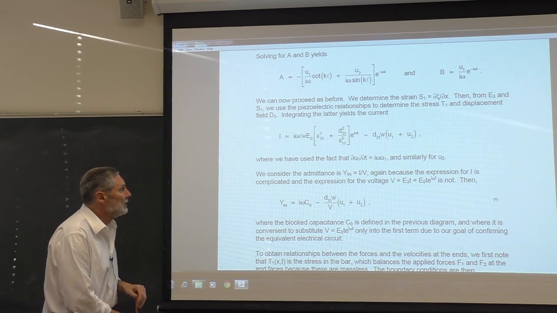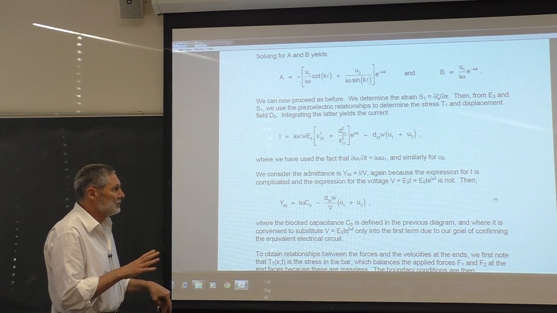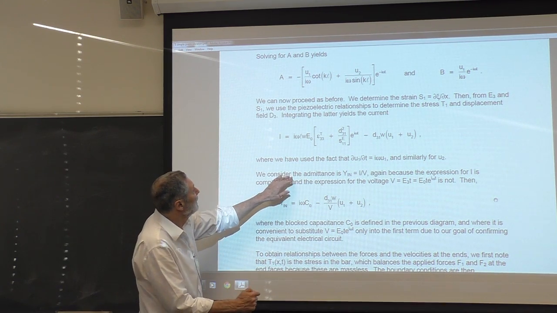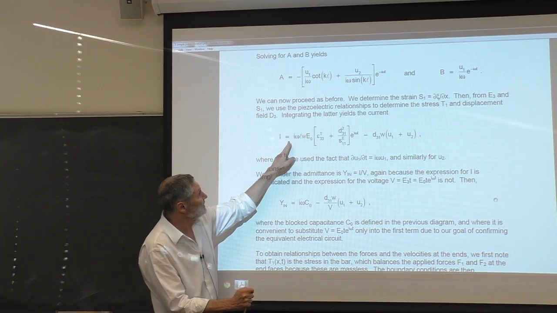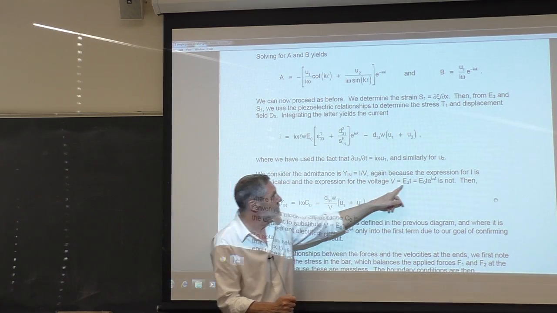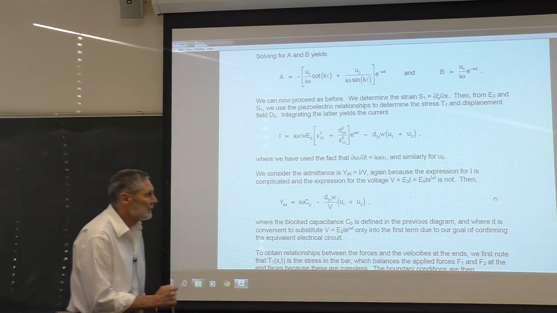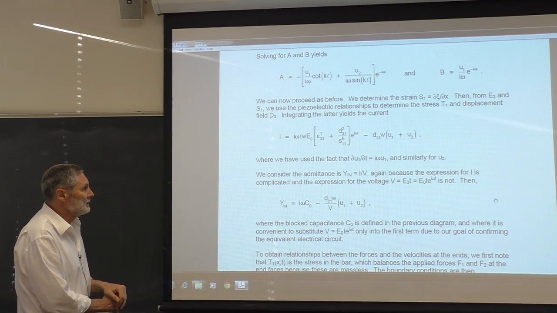Okay, so now, as usual, due to the ease of electrical measurements, we consider the input. We're going to consider the admittance here because this is a lot simpler, and the voltage is very simple. We have a uniform field, so it's just the field times the thickness.